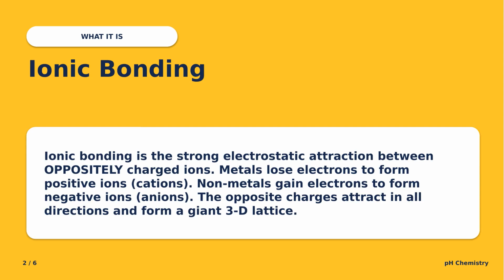Ionic bonding is the strong electrostatic attraction between oppositely charged ions. Metals lose electrons to form positive ions, cations. Non-metals gain electrons to form negative ions, anions. The opposite charges attract in all directions and form a giant 3D lattice.